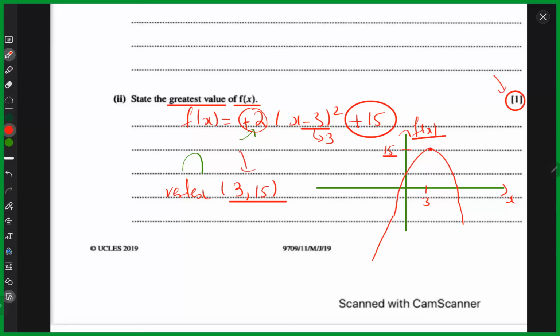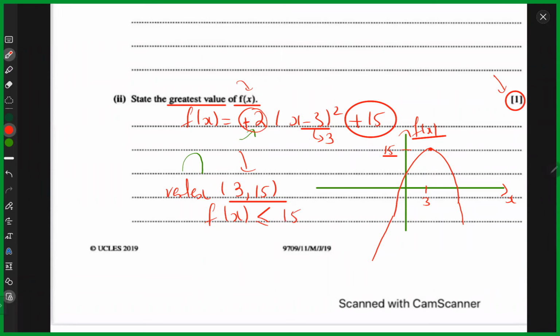Okay. But since the question is only about the greatest value of the function, you can certainly write it down this way, that f of x is less than or equal to, and now we can clearly see that the maximum point of this one is 15. So it's going to be 15, right?